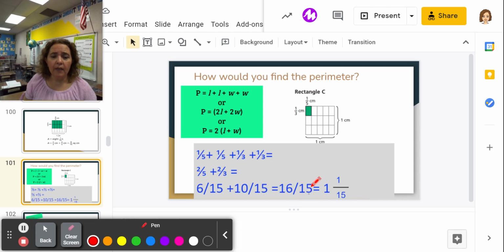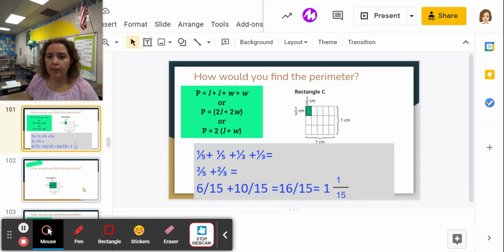15ths. And then this is an improper fraction, and I've got to turn it into a mixed number. So 15 goes into 16 one time, and then how many more to get to 16? 1 away to get to 16, so it's 1 and 1/15. Okay, simple as that.